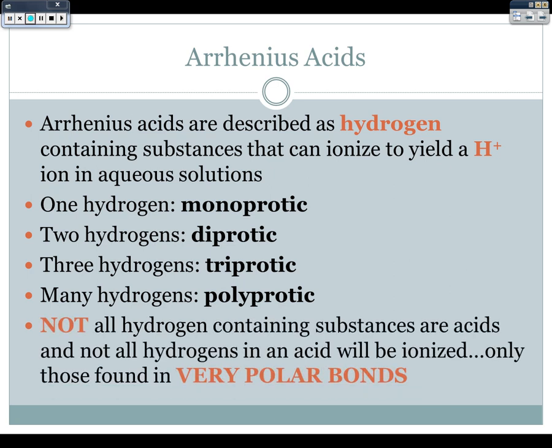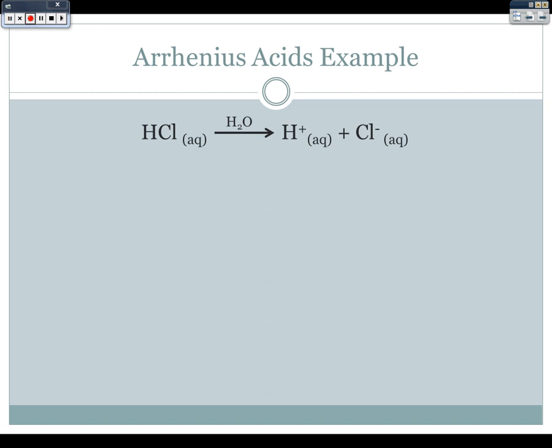Note that not all hydrogen-containing substances are acids, and not all hydrogens in an acid will be ionized, only those found in very polar bonds. So we're going to have to think back to polarity. So, this is what I mean by ionizing. The HCl is dissolved in water and it becomes H+ and Cl-.